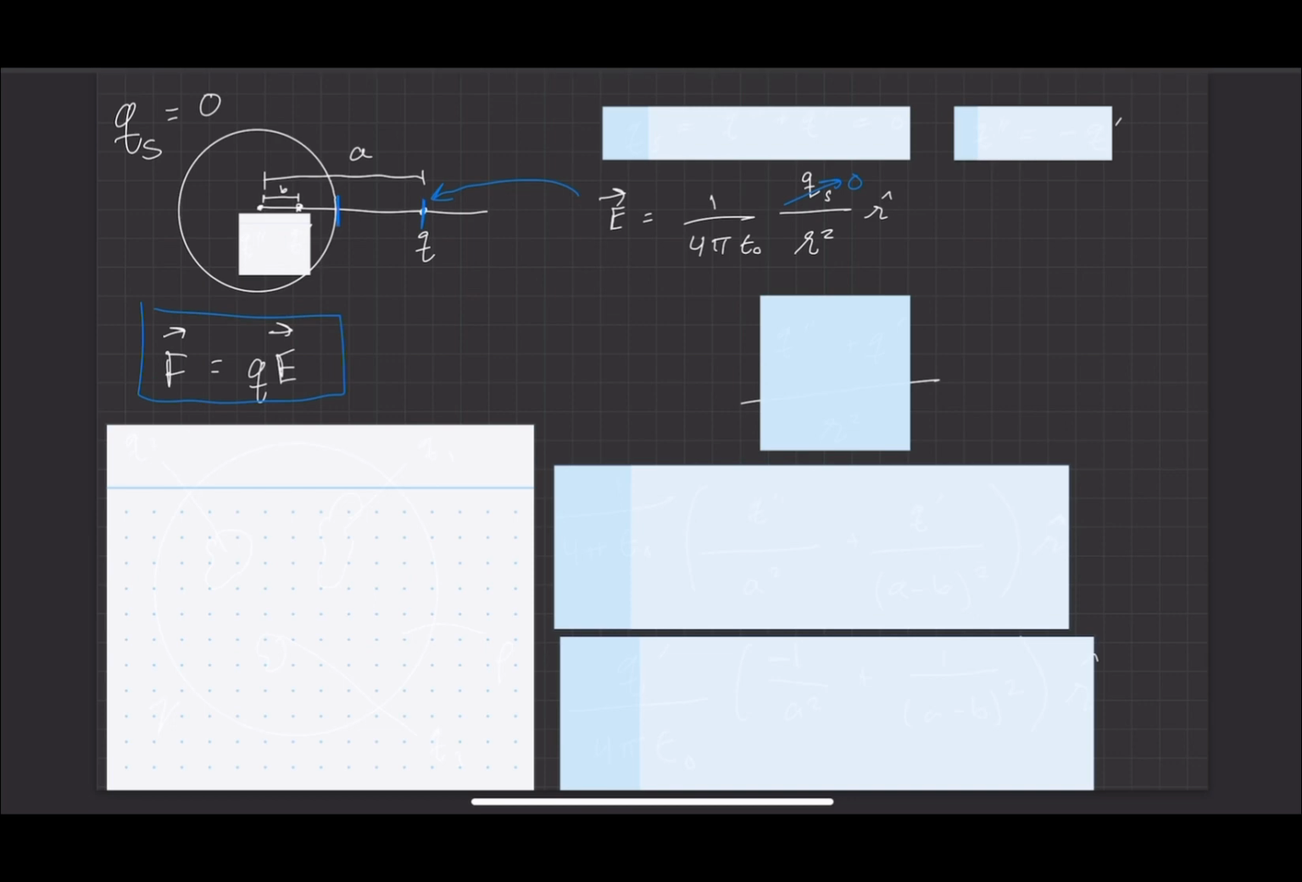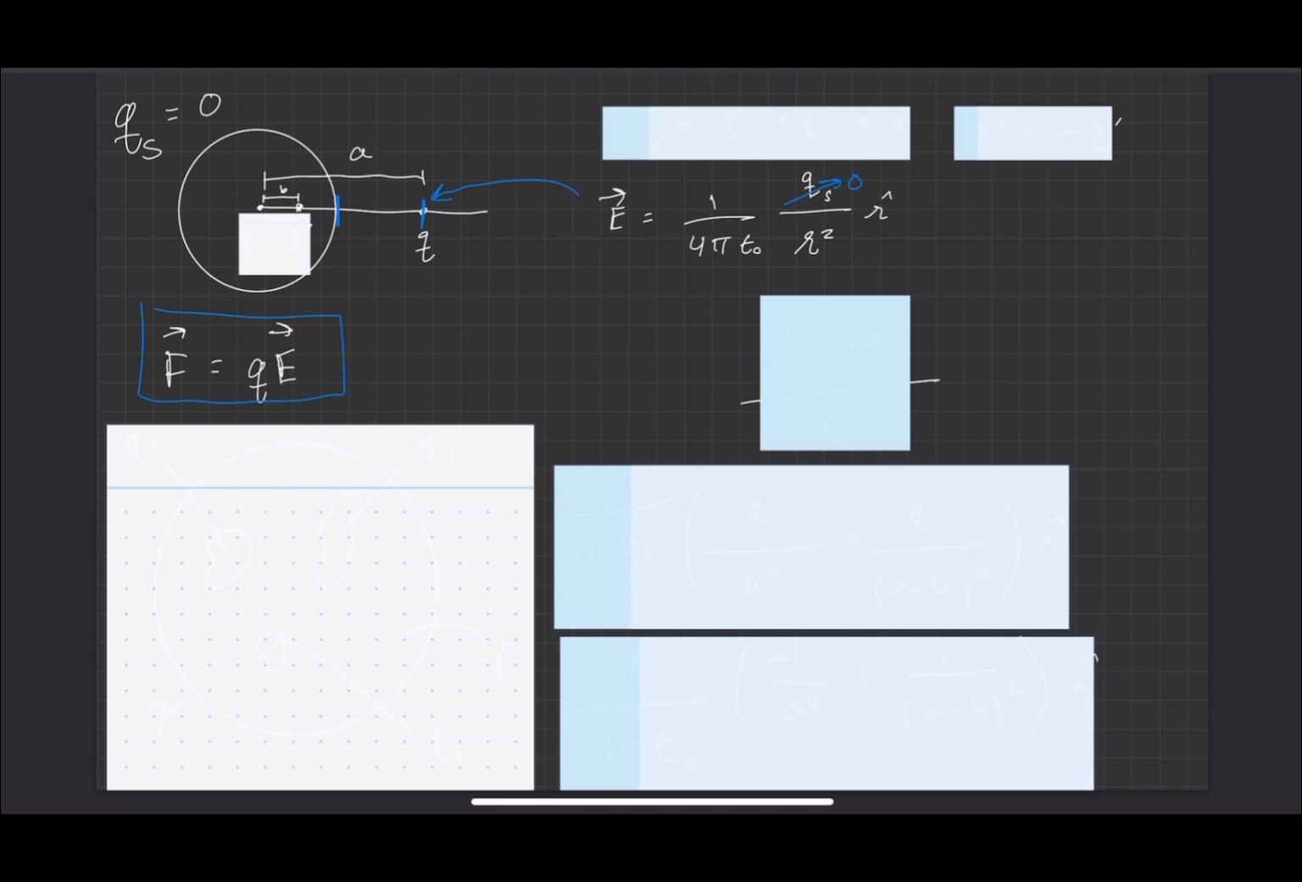However, this is not the case, since we know that a charge next to a conducting surface will induce a charge on that surface and will cause some force to occur. So this isn't right. So what do we do? How do we solve this problem?